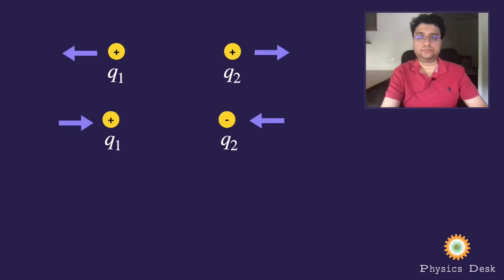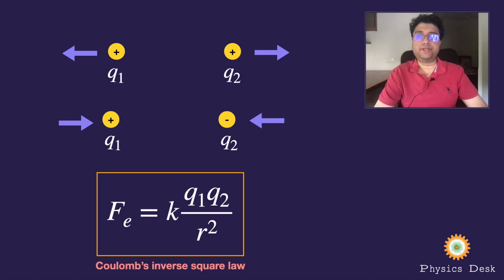This video is basically a continuation of my previous video on Coulomb's law of electrostatics. In my previous video, we have seen that the electrostatic force between two point charges is given by Coulomb's inverse square law as F is equal to k q1 q2 by r square, where q1 and q2 represent magnitudes of the two point charges, r is the distance between them, and k is the constant of proportionality, which is also known as Coulomb's constant or electrostatic force constant.